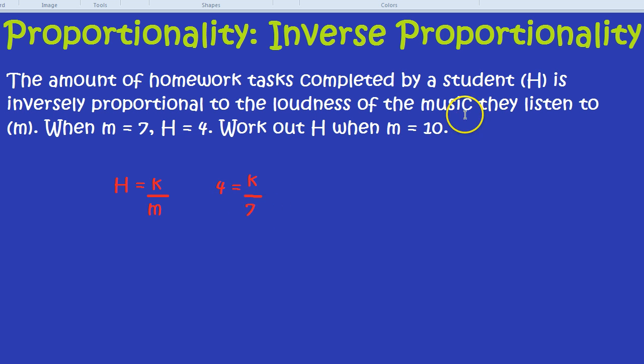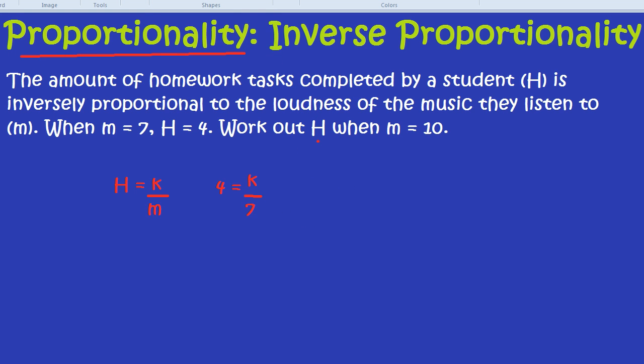You might be wondering, why didn't I put this M is 10 inside here? That's a separate situation. We have to use the pair of numbers we've been given. The 4 goes with the 7. They're linked. That's why it said when M is 7, H is 4. That 10 is going to be for our actual question when we're working out H. The reason why we put this pair in first is so as to work out K, and then we can use that K to work out H when M is 10. Our mission with proportionality is always to work out K.